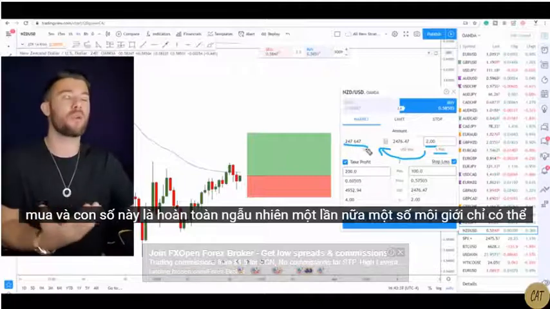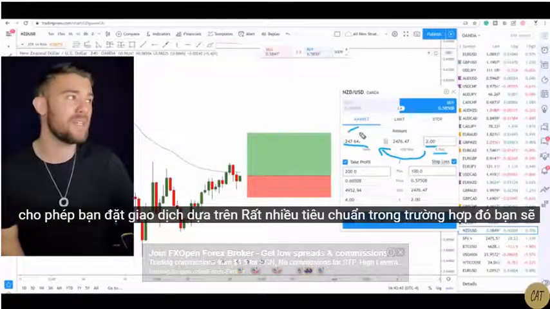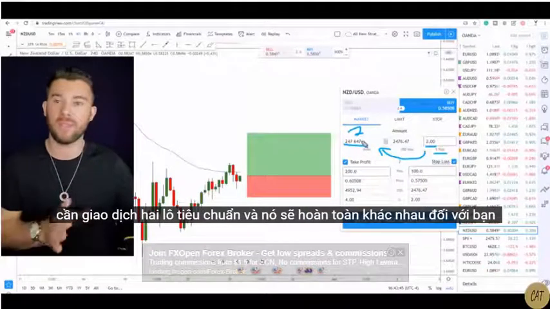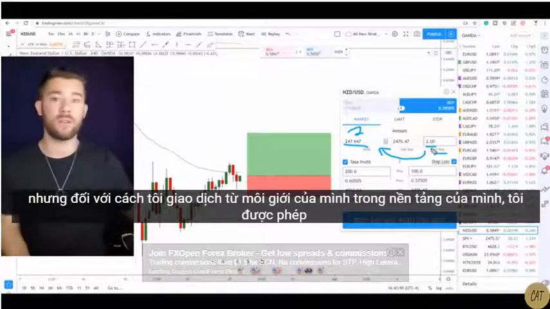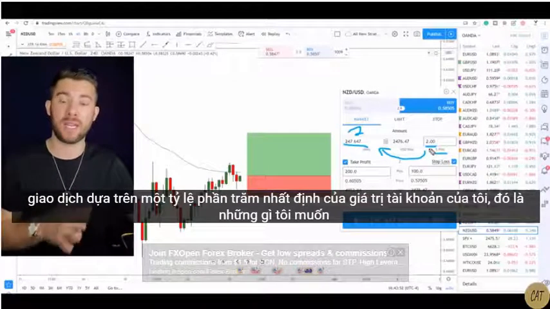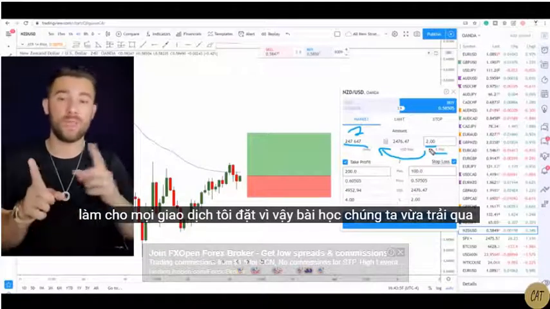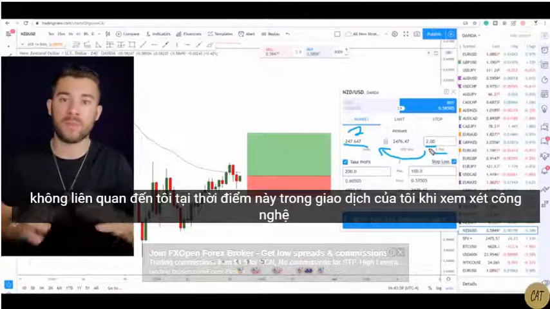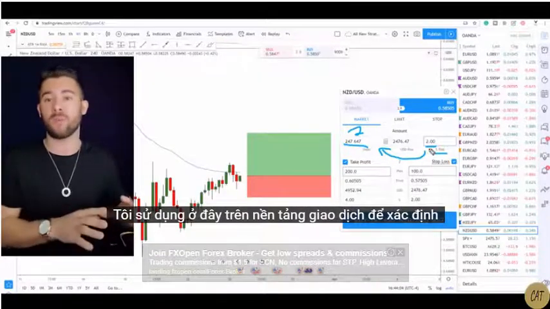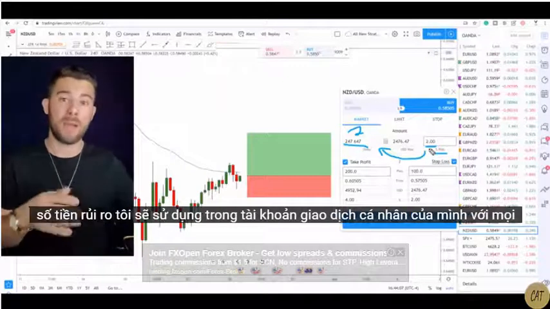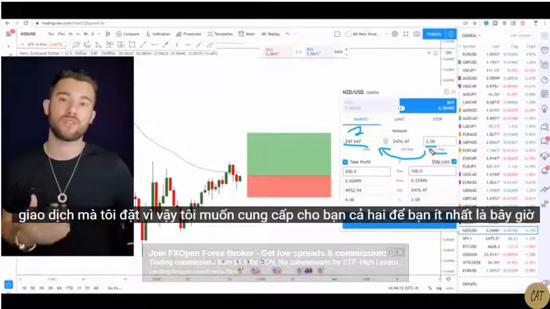Again, some brokerages may only allow you to place trades based on standard lots. In that case, you would need to trade 2 standard lots, and it would be completely different for you. But for the way I trade, for my brokerage and my platform, I'm allowed to trade based on a certain percentage of my account value, which is what I like to do for every trade I place. Therefore, the lesson we just went over is kind of irrelevant for me at this point in my trading, considering the technology that I use here over on the TradingView platform in order to determine the amount of risk I'm going to use in my personal trading account with every trade that I place.